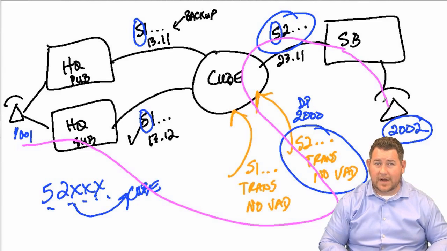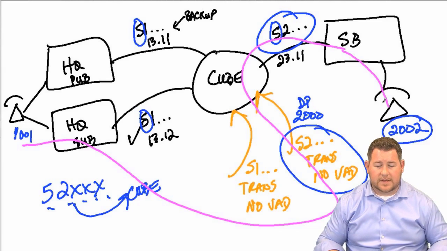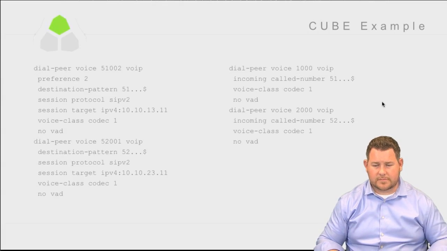So once again, by default, the media is going to be flowing through the CUBE. So the media is going to take that same path through the dial peer there. If you wanted your media to flow around, it would be endpoint to endpoint at that point. So that is how the CUBE is going to work there in this configuration example.